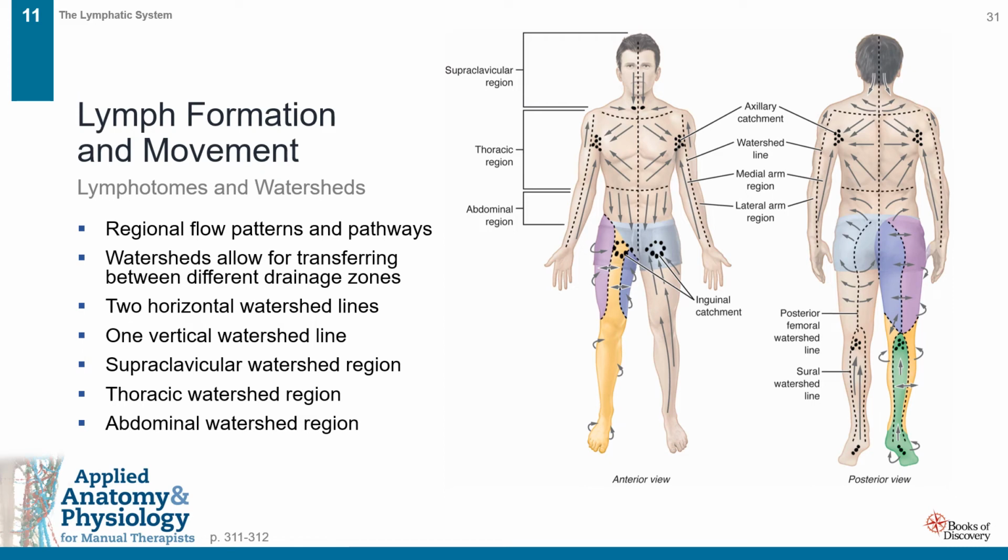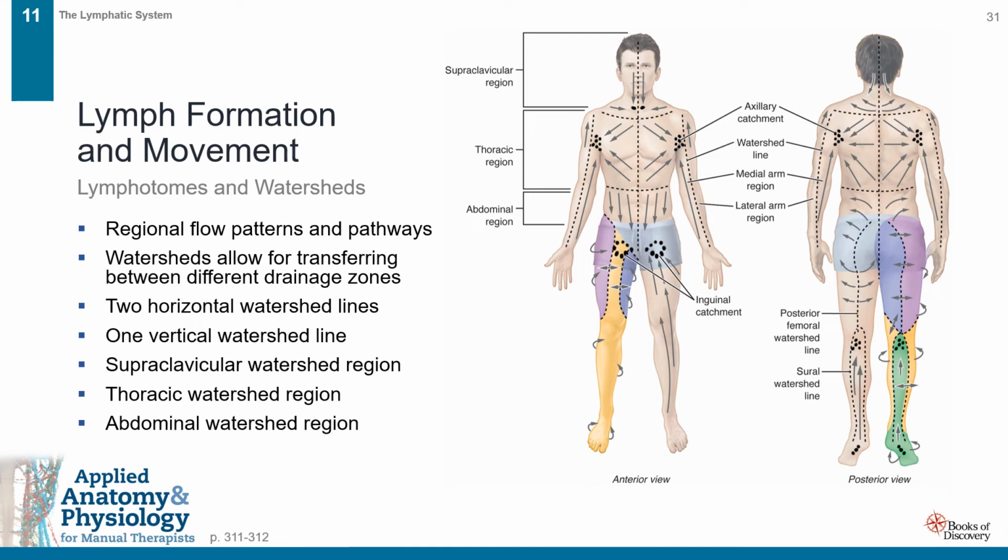In the torso, there are two horizontal watershed lines, one at the level of the clavicles and scapular spine, and the second at the umbilicus. There is also a vertical watershed boundary at the mid-sagittal line. These watersheds form large drainage zones, each with multiple lymphodomes.